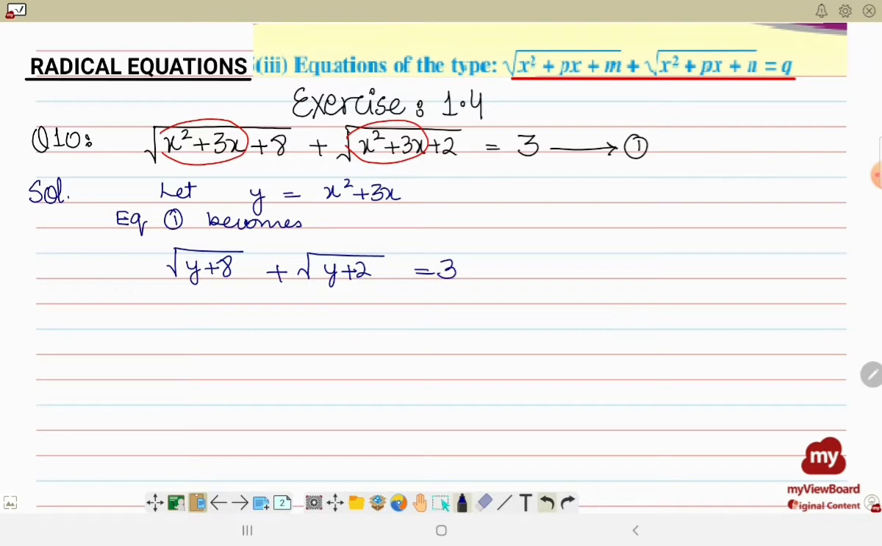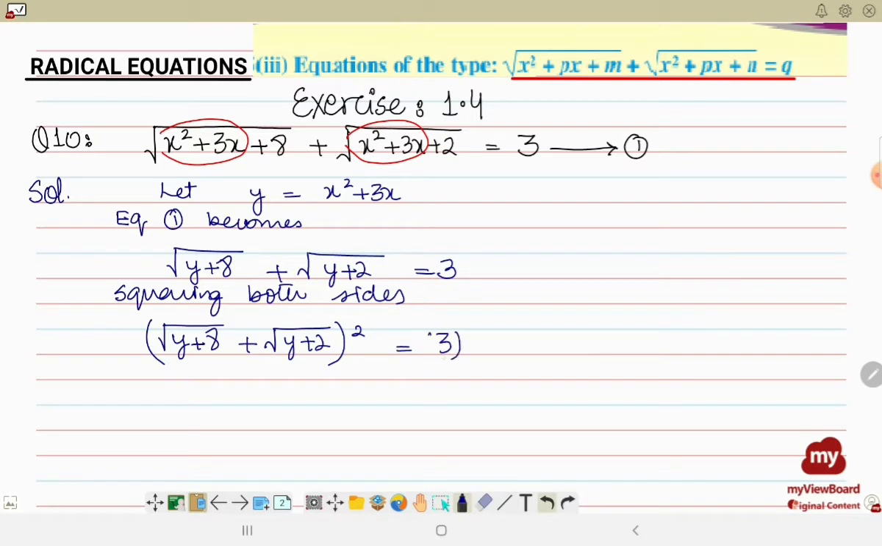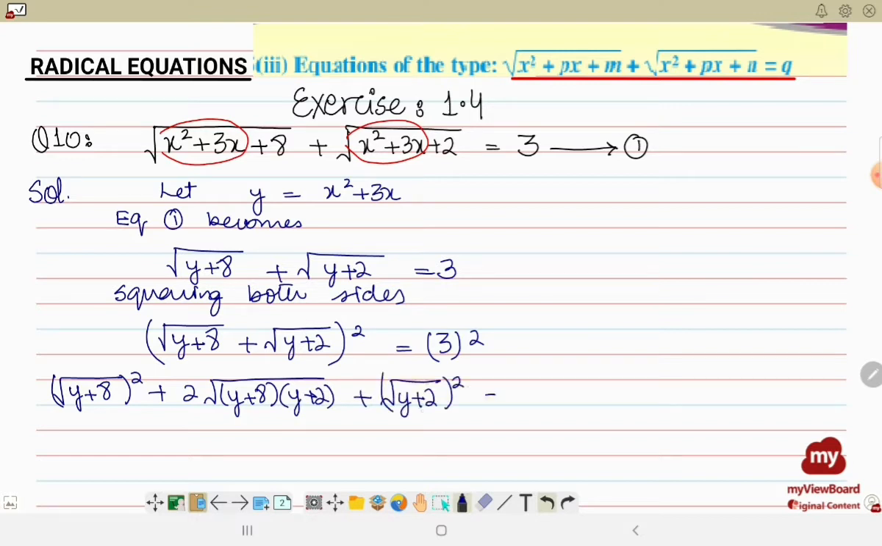Now we are going to do the squaring on both sides so that we can easily remove the radical signs. So we are having the square root of y plus 8 plus the square root of y plus 2, whole square, equals 3 whole square, because we are going to take the square on both sides. So here we are having a plus b whole square. We are going to open up the bracket by applying the first algebraic identity, a square plus 2ab plus b square, and on the right hand side we are having 9.